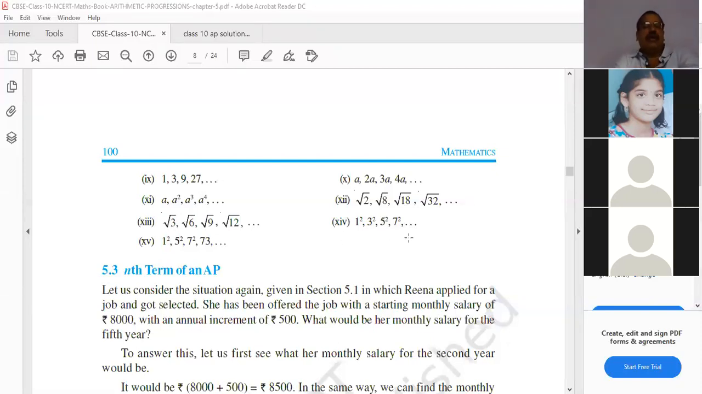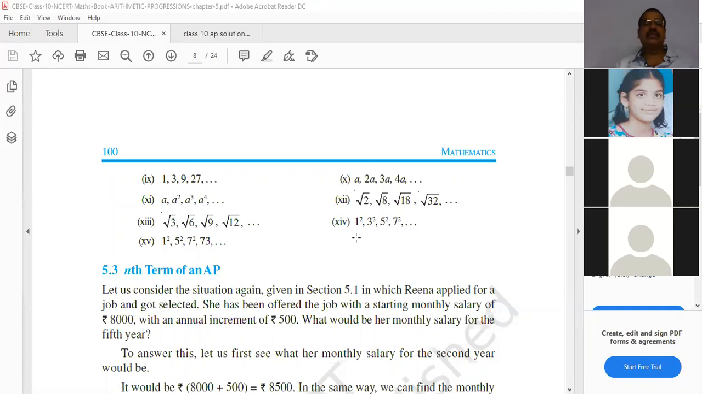14th one. Is it in AP or not? No, sir. Not in AP, sir. Can you tell me what 1 square means, Amma?